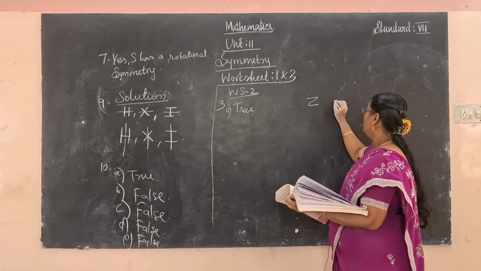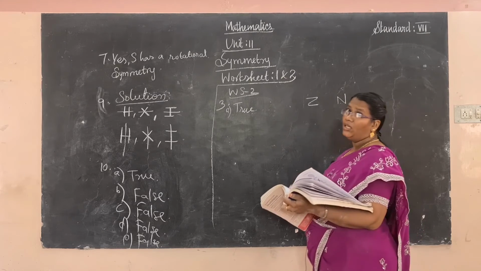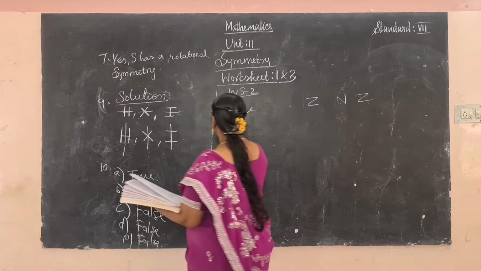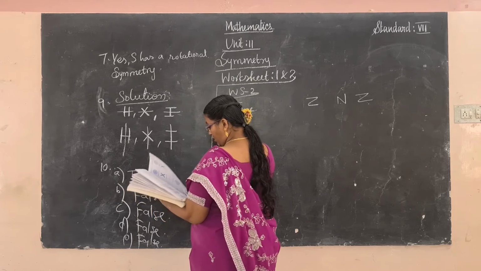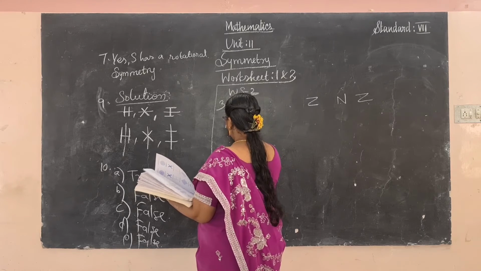This is the original, and second position is like that, and third. So it has an order of rotation. Okay, so order of rotation is there. So the letter Z has rotational symmetry. True.